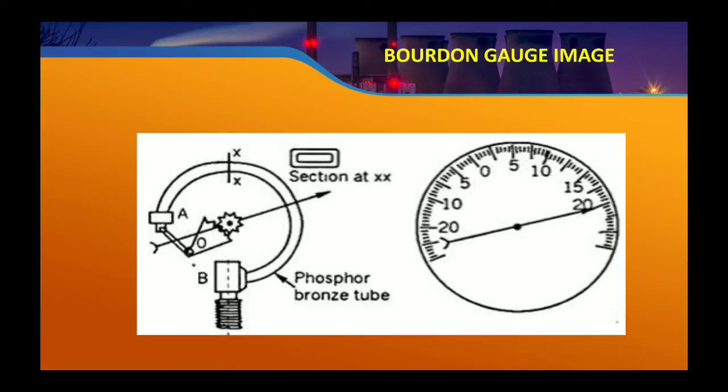Now you can see here the Bourdon gauge image. This is the pointer, and this is the spindle which is attached to the pointer. This is the phosphor bronze tube. The section is XX, and you can see the calibrated scale here. By the scale, the pressure is measured by the Bourdon gauge.